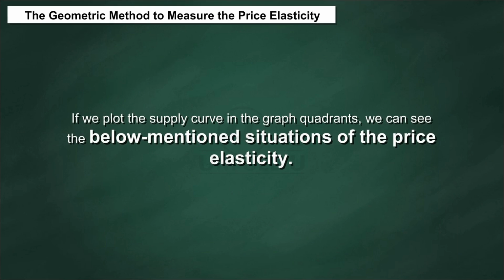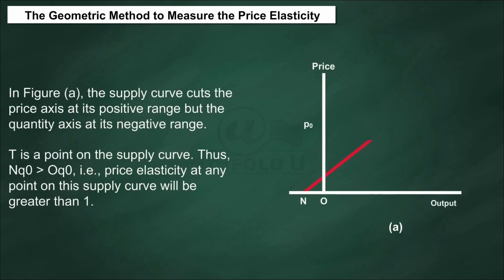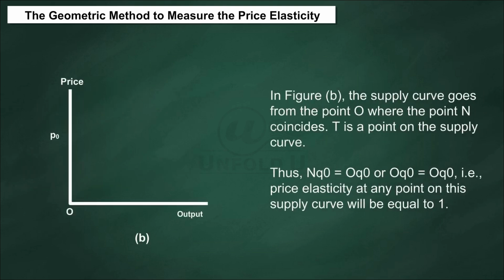If we plot the supply curve in the graph quadrants, we can see the following situations of price elasticity. In figure A, the supply curve cuts the price axis in its positive range, but the quantity axis in its negative range. T is a point on the supply curve. Thus, NQ0 is greater than OQ0, that is, price elasticity at any point on this supply curve will be greater than 1.